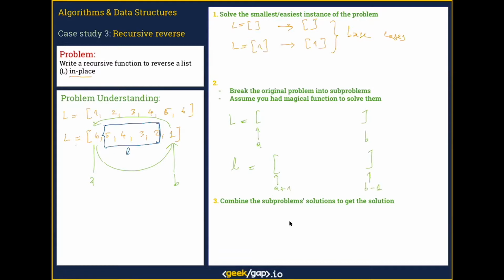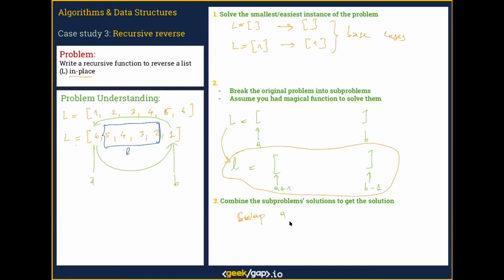Are we on the same page? Yes. So this is precisely what we're going to do. This is the relationship. So we have L, and if you assume that magically somehow someone gave you the solution to this, then you're good to go. You can move on and actually combine the problems now. And by combining, you just have to swap position A and B from the original list.